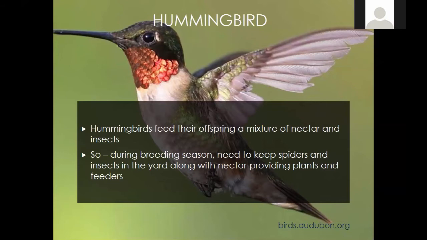And even spiders are really important, because the nest is almost entirely made of spider web and some other things. So if you're getting rid of all your spiders within the habitat, you're not going to have enough nesting material for the ruby-throated hummingbird and other hummingbirds.